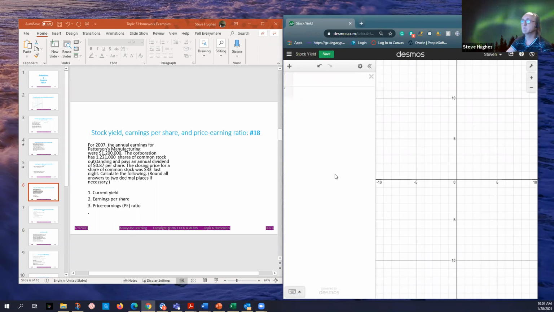For 2007, the annual earnings for Patterson's Manufacturing were $1,200,000. The corporation had 1,221,000 shares of common stock outstanding and pays an annual dividend of 87 cents per share. The closing price for a share of common stock was $33 last night. Calculate the following. Round all the answers to 2 decimal places if necessary. Step 1, what is the current yield?